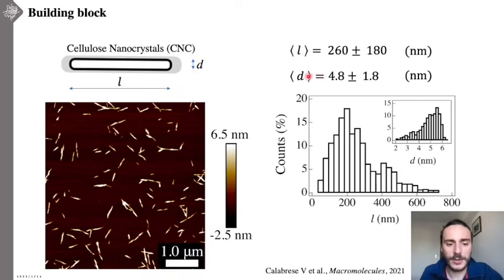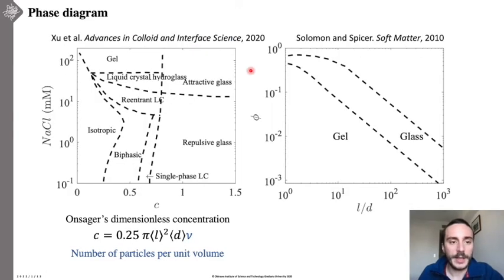And it's important to mention that this system is electrostatically stabilized due to the negative charge on the surface of these rods. And it's very important to mention that according with the concentration, which in this graph is expressed as Onsager dimensionless concentration that accounts for the length and the diameter of the rods, and according with ionic strength, in this case the sodium chloride, we can form different phases using these colloidal rods.